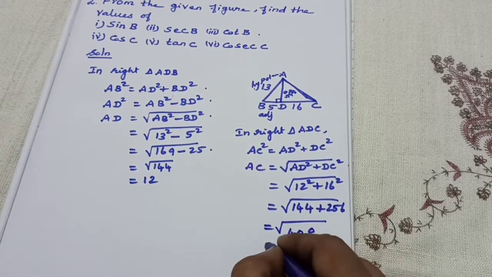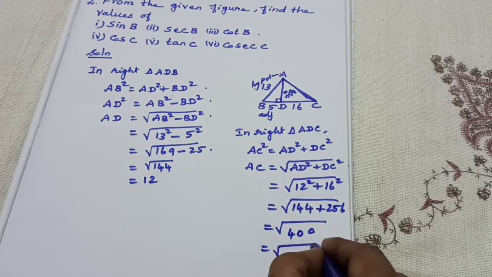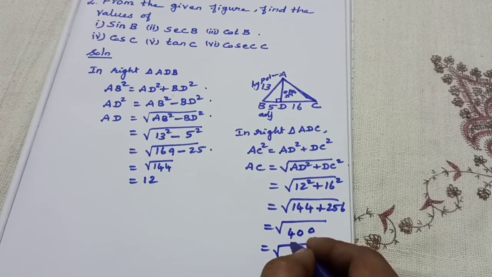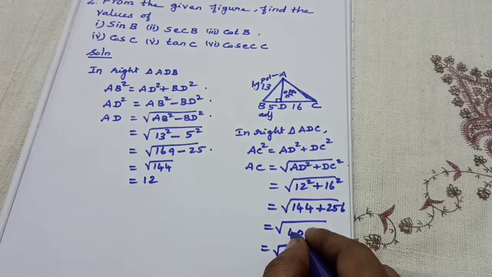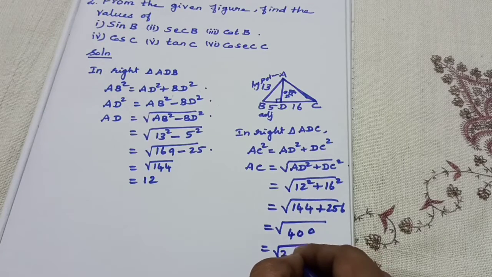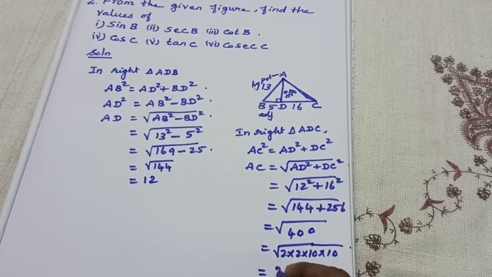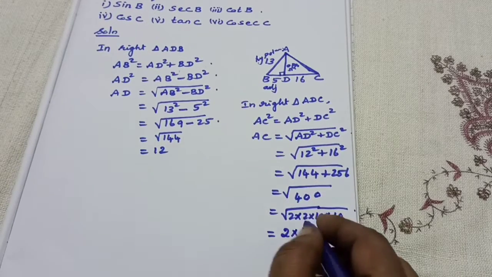Then 4, isn't it? Then equal to square root of, here this one how we can write? 400 is 2 into 2, 2 into 2 into 10 into 10 we can write. Am I correct? Then equal to 1, 2 we have to take outside. Then 10 also we can take outside. Have you understood?